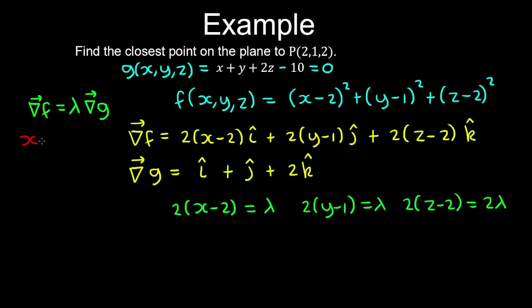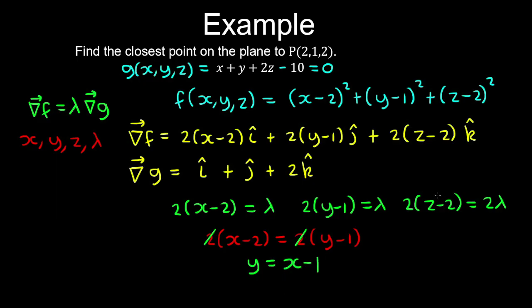And we're looking for values for x, y and z and the Lagrange multiplier that satisfy these equations and the equation for the constraint simultaneously. So we can equate the first two equations, which gives 2 by x minus 2 is equal to 2 by y minus 1, and cancelling the 2, we get y is equal to x minus 1. And we can also write z in terms of x by multiplying the first equation by 2 and then equating this with the third equation. So we get 4 by x minus 2 is equal to 2 by z minus 2.